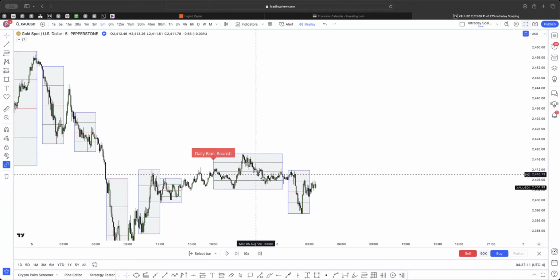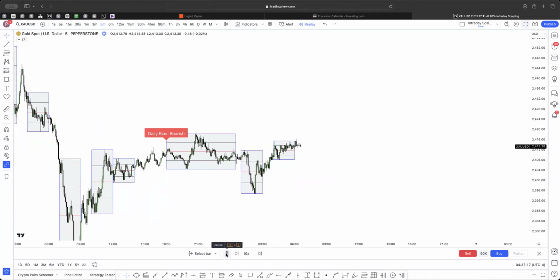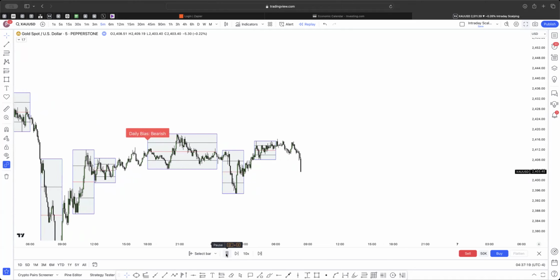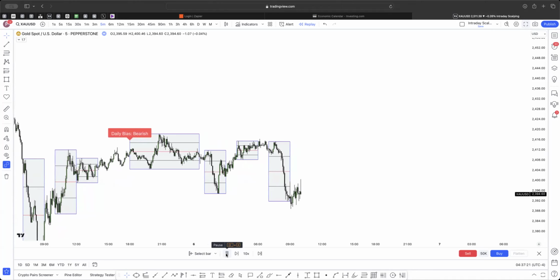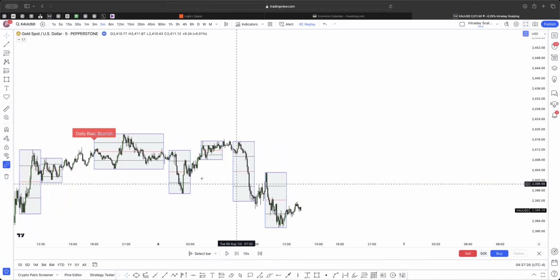Here we have a daily bias being bearish. Okay, Tuesday, 6th of August. Okay, and then suddenly, what happens? What happens? Nice. You see that? You see that? Perfect. Now imagine what you can do with this.